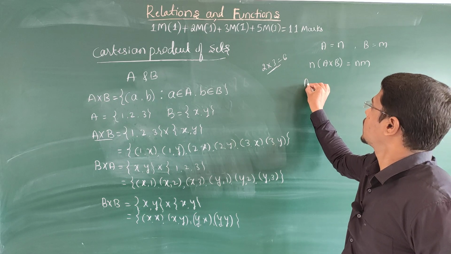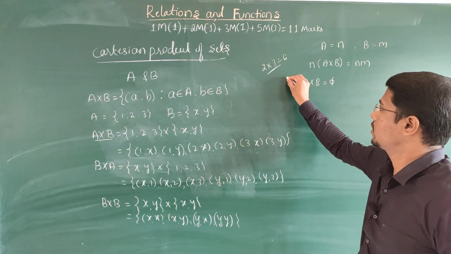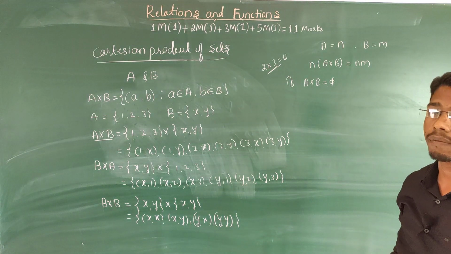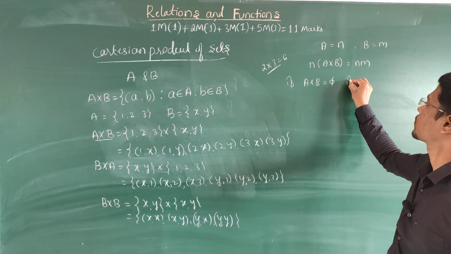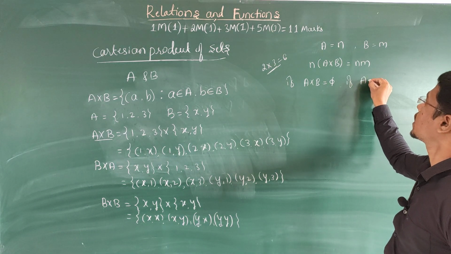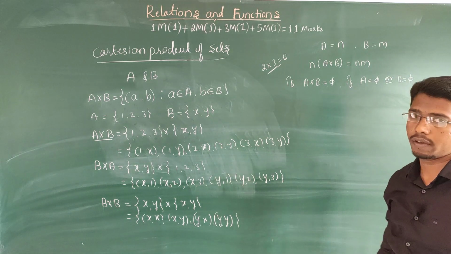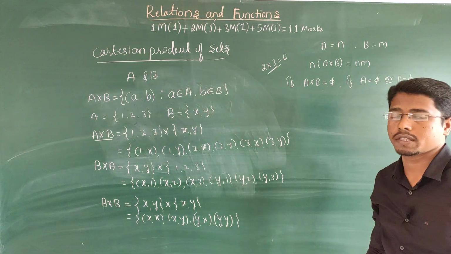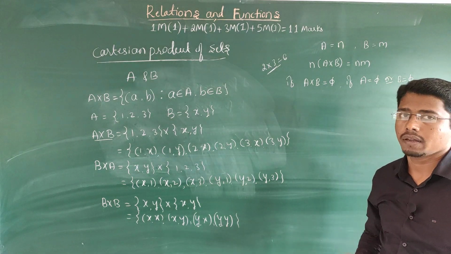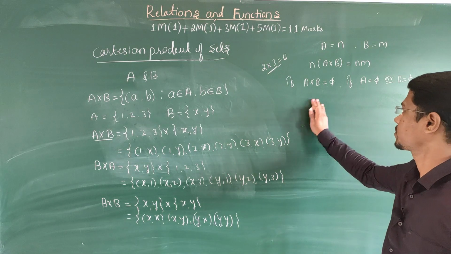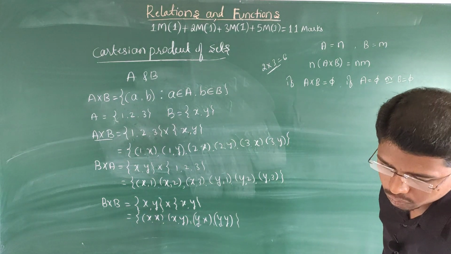Suppose A cross B is equal to the null set. That is, if A cross B is equal to the null set, then A is equal to the null set or B is equal to the null set. So the Cartesian product of two sets is the null set if any one of them is the null set. So this is about the Cartesian product of the two sets.